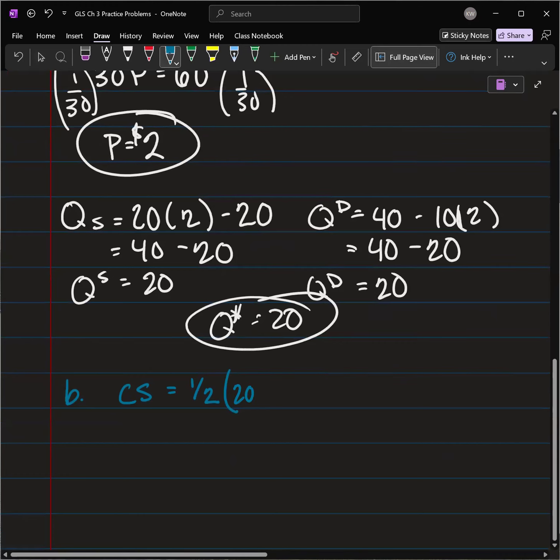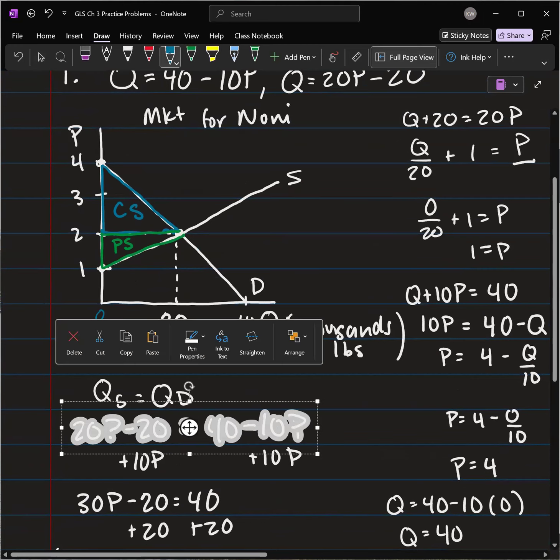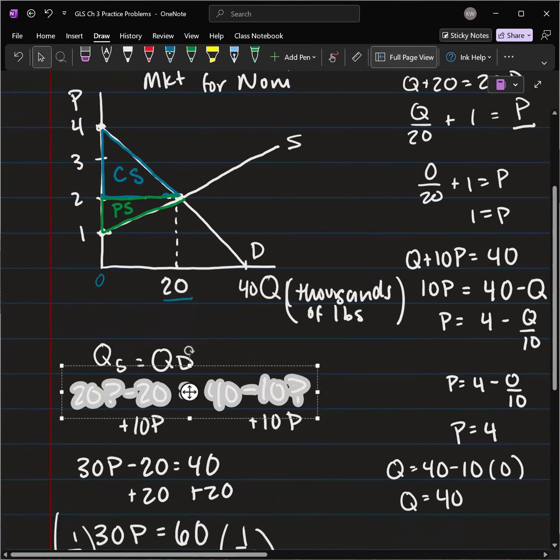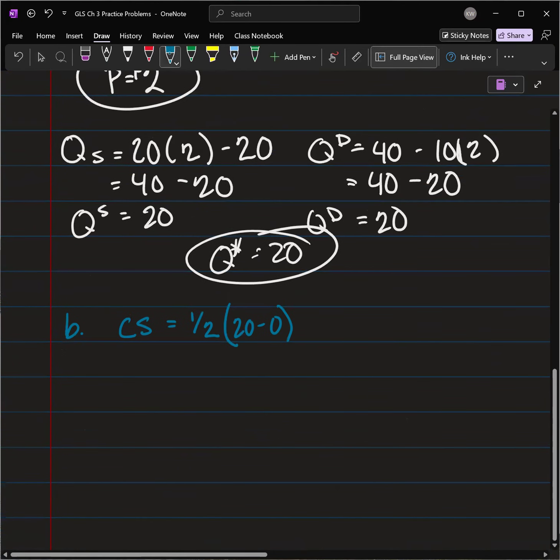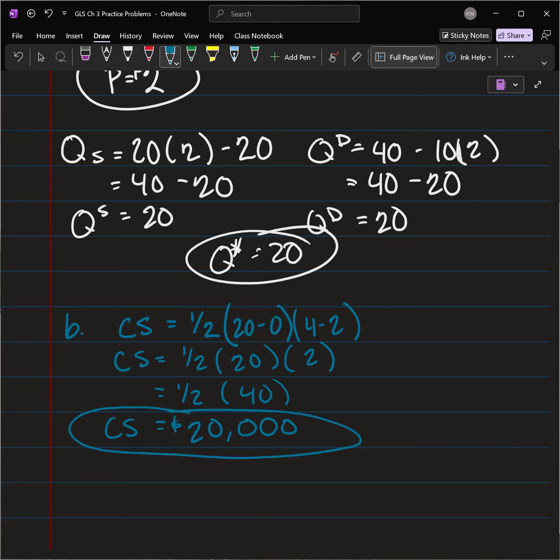So we'll have 1/2 times 20 minus 0. And then our height is going to be the height of our blue triangle on the price axis. So that'll be 4 minus $2, that demand choke price minus the equilibrium price. So 4 minus $2. And then we'll simplify. So we'll have consumer surplus equal to 1/2 times 20 minus 0 is 20, times 4 minus 2 is 2. That's going to get us 1/2 times 40. And then half of 40 is 20. And then remember that our quantity is measured in thousands. So we want to multiply that final answer by 1,000. And that gets us that consumer surplus in this equilibrium graph is $20,000.